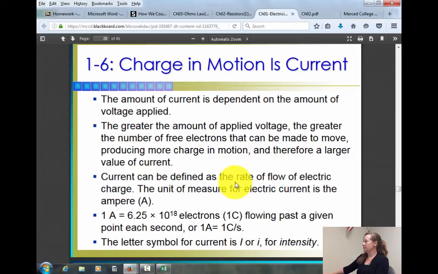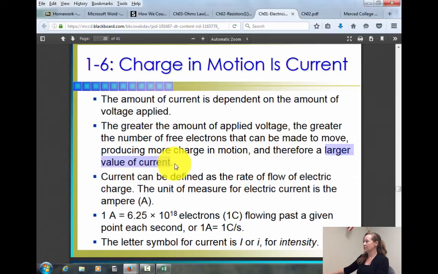So this amount of current is dependent on the amount of voltage applied. So remember, your voltage is your potential difference. If you have more voltage, you're forcing more electrons to move, you're going to have more current. So the greater the amount of applied voltage, the greater number of free electrons, producing more charge in motion and a larger current. So more voltage equals larger current.